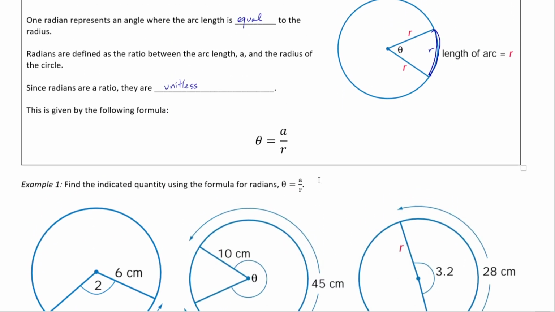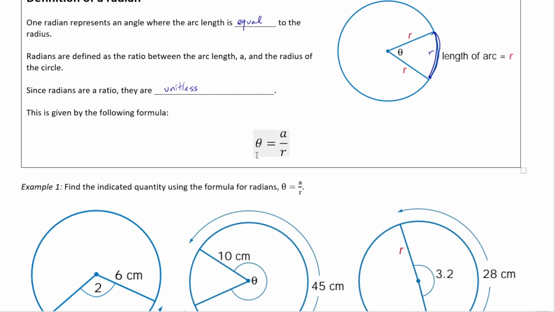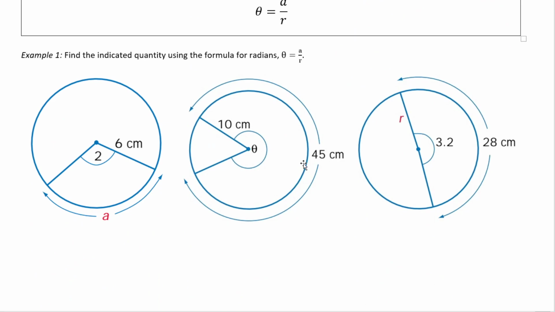This is given by the following formula. You can use this formula to calculate what a radian is. It's the ratio of the arc length over the radius of the circle. These are just calculations of how to find radians using the basic definition of a radian, which is arc length over radius of the circle. So we've got theta is equal to a over r.